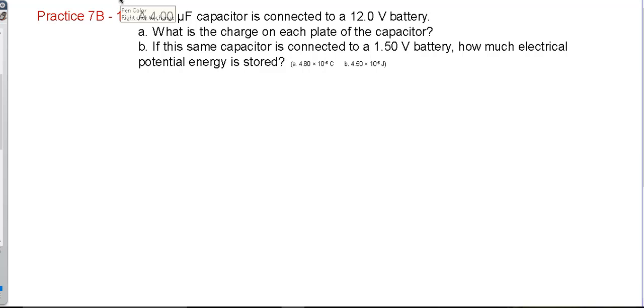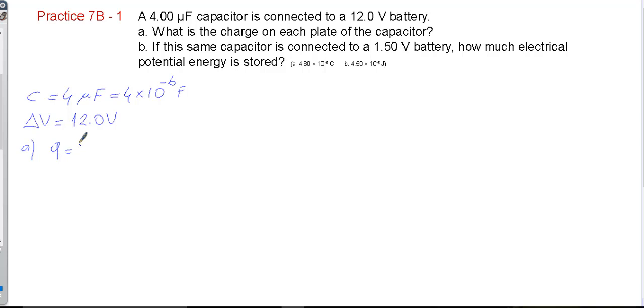Capacitance is given. C is equal to 4 microfarad, and that is equal to 4×10^-6 farad. And the potential is given, delta V is equal to 12.0 volt. And in A, it says, what is the charge on each plate of the capacitor?